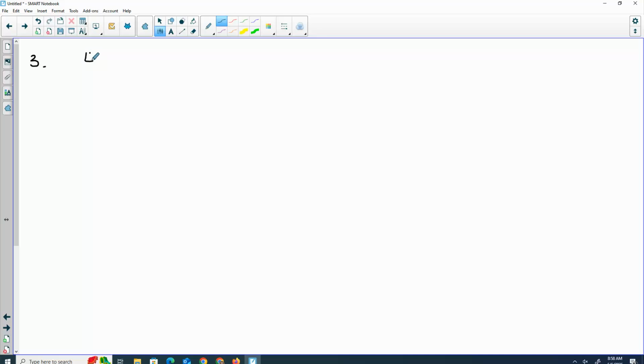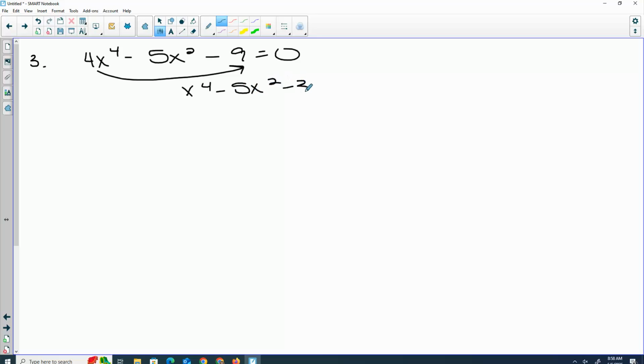Solve this equation. And you notice it's kind of like a quadratic. You have something to the fourth, something squared, and a constant. So we can treat it like a slip and slide. So that's x to the fourth minus 5x squared minus 36. So multiply to negative 36, add to negative 5 would be negative 9 and positive 4.